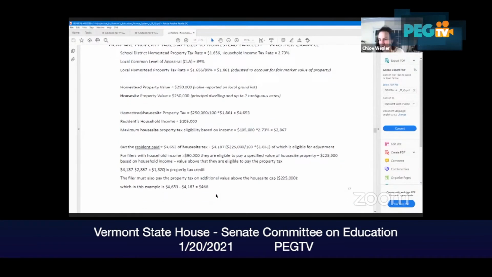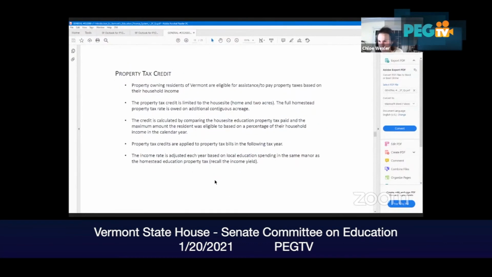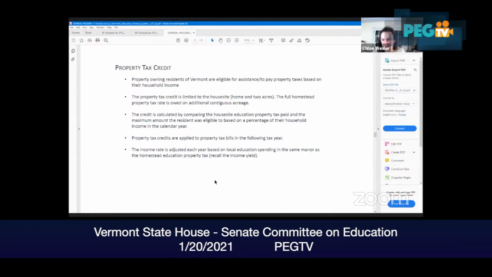Great. Okay. A big demystifying property tax credits. So this is just a little summary of what we've talked about here. Property-owning residents of Vermont are eligible for assistance to pay property taxes based on their household income, which is the calculations that we've just gone through. The property tax credit is limited to the house site, which is the home and 2 acres, and the full homestead property tax rate is owed on additional contiguous acreage or potentially value. The credit is calculated by comparing the property tax paid to the maximum amount that they were eligible to pay based on their income, and they will be credited that difference.